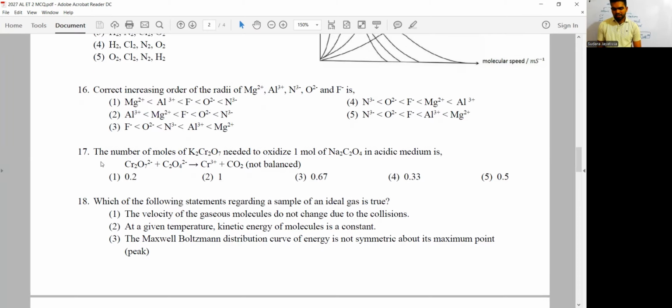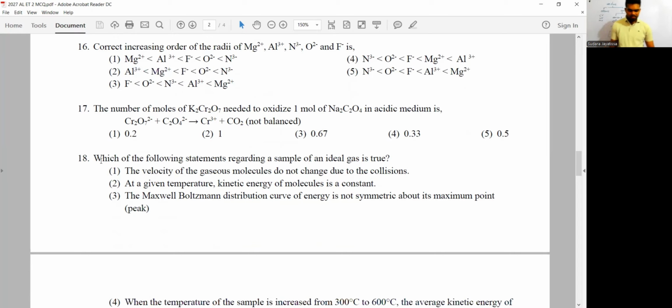Then let's move into the 17th MCQ. In the 17th MCQ, it is asking the number of moles of K2Cr2O7, potassium dichromate, needed to oxidize 1 mole of sodium oxalate, Na2C2O4. Now, get used to these names. It will be better. In acidic medium. So now you can see it is a redox reaction, and the unbalanced skeleton of the reaction is given.